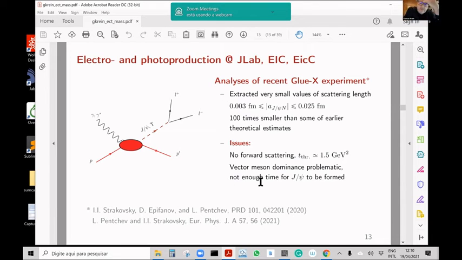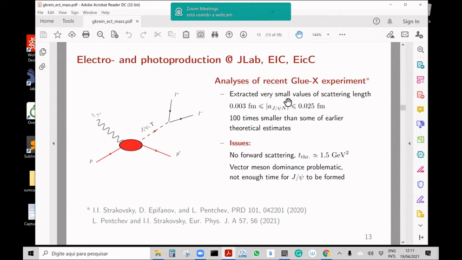I think there are some calculations there, but it's not the way people analyze this data. This is a formula known as Barger and Phillips, where you see nicely the factorization between this vertex and then the J-psi rescattering on the nucleon. Okay, thanks.